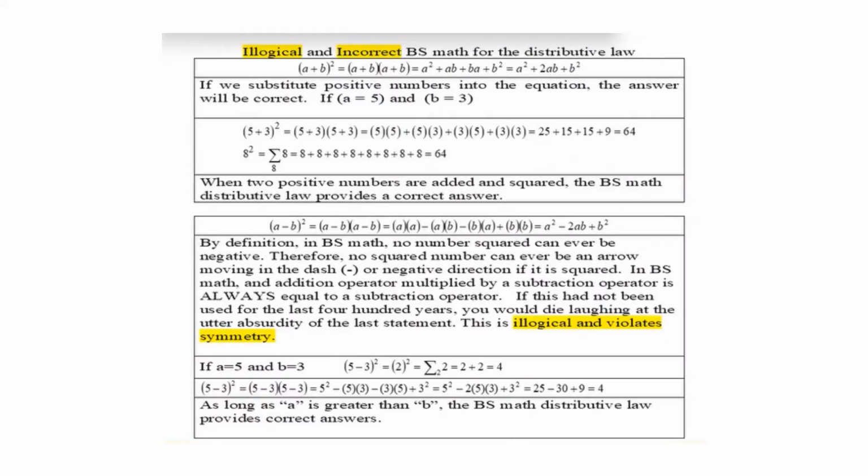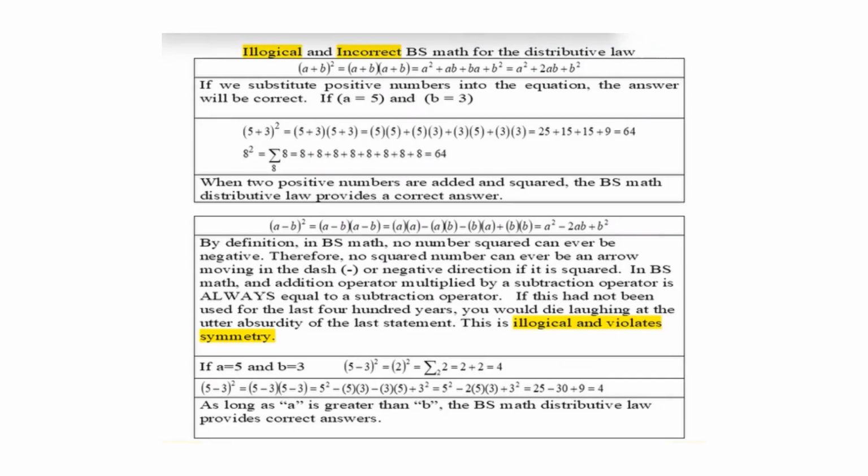The illogical and incorrect BS math for the distributive law. A plus B squared. If we substitute positive numbers in the equation, the answers will be correct. When two positive numbers are added and squared, the BS math distributive law provides a correct answer. By definition, in BS math, no number squared can ever be negative. Therefore, no squared number can ever be an arrow moving in the dash or negative direction if it is squared. In BS math, an addition operator multiplied by a subtraction operator is always equal to a subtraction operator.